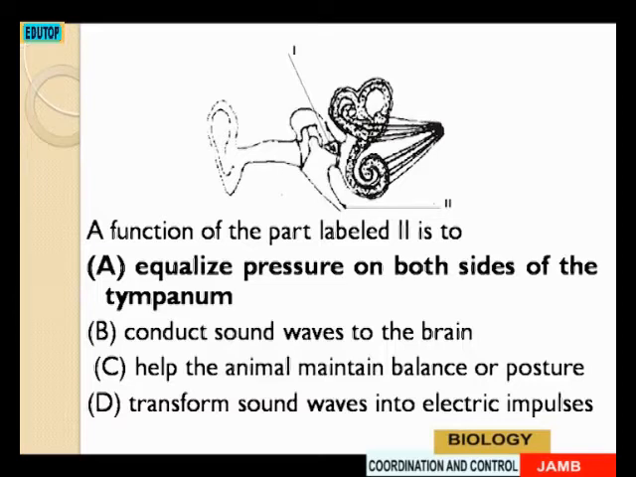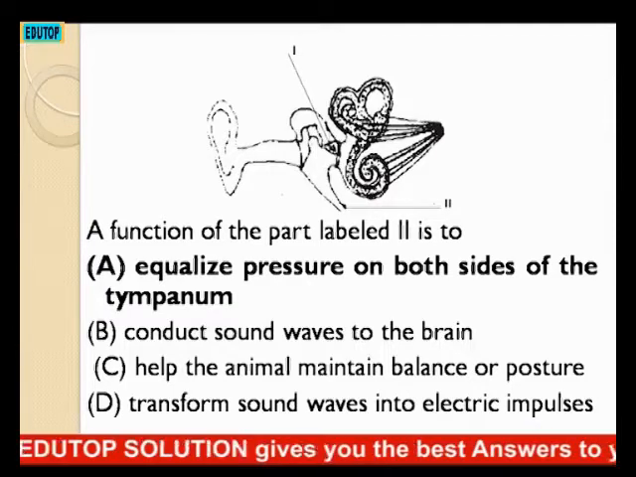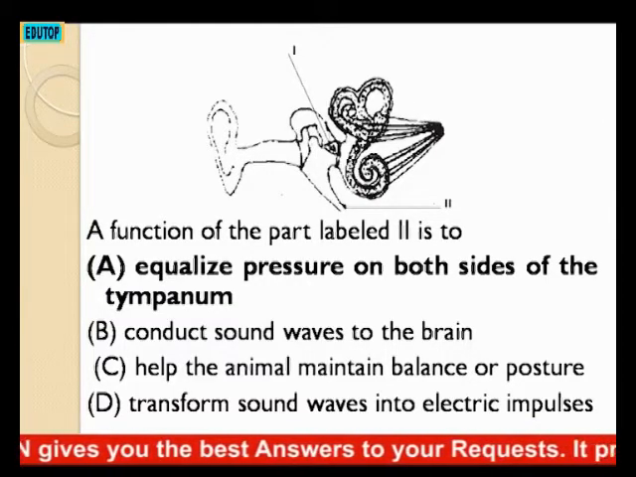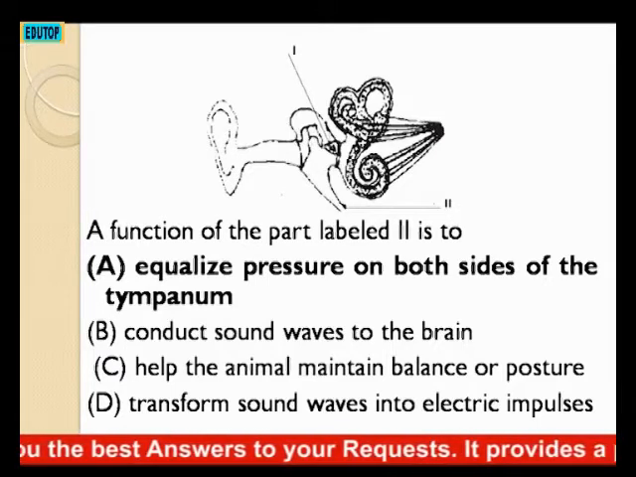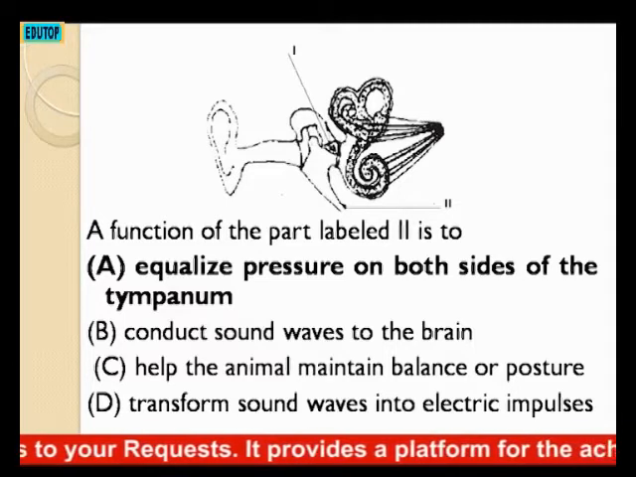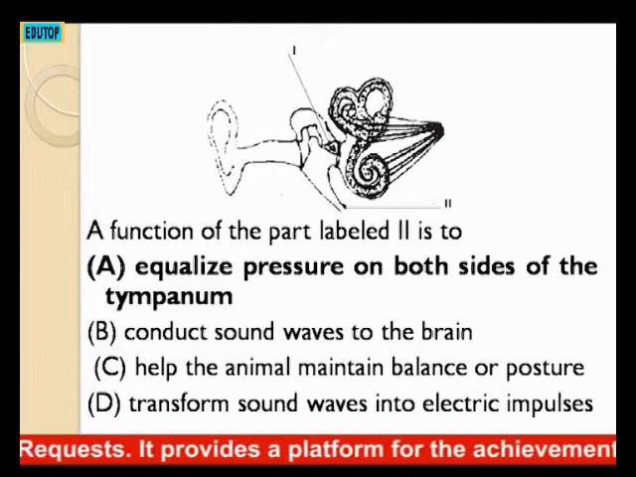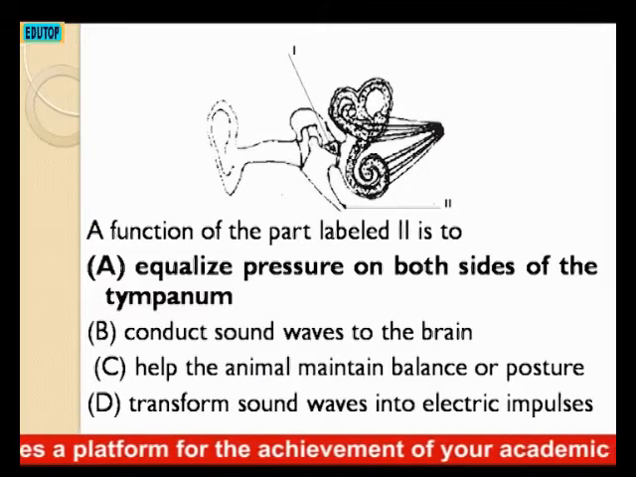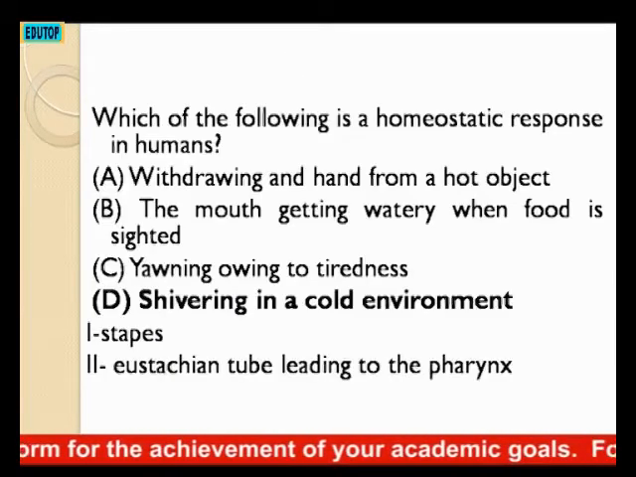Then the next question says the function of the part labeled 2, that's the eustachian tube leading to the pharynx, is to A. equalize pressure on both sides of the tympanum, B. conduct sound waves to the brain, C. help the animal maintain balance or posture, D. transform sound waves into electric impulse. The function of the eustachian tube leading to the pharynx is to equalize pressure on both sides of the tympanum. That's option A.